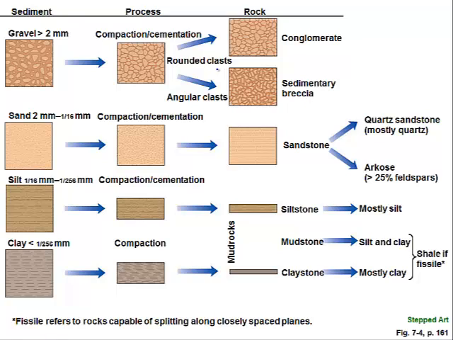And those are called clasts, right? Rounded clasts, which are the different pieces that make up the conglomerate rock, and then the angular clasts, which are again the different pieces that make up the sedimentary breccia. And then you've got the sandstone, they're all relatively the same. You have quartz sandstone or arkose, which is a feldspar versus the quartz that we see, the typical quartz. And then of course siltstone, mudstone, claystone.